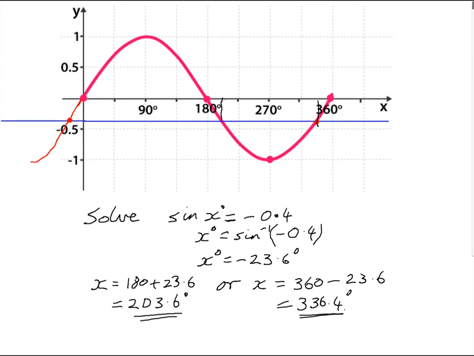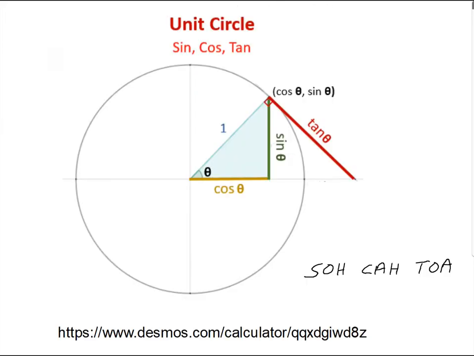So if we typed in the sine of 203.6, it's going to come out at minus 0.4. And the same with the sine of 336.4. So as long as you understand the shape of the graph, you'll be able to understand what kind of answers you're going to expect and what's going to make sense. So if you had put that in and you had an answer that was about 45 degrees, but you're looking for a negative one, it wouldn't make sense because that's a positive position. Okay. Now let's have a look at same for cosine.